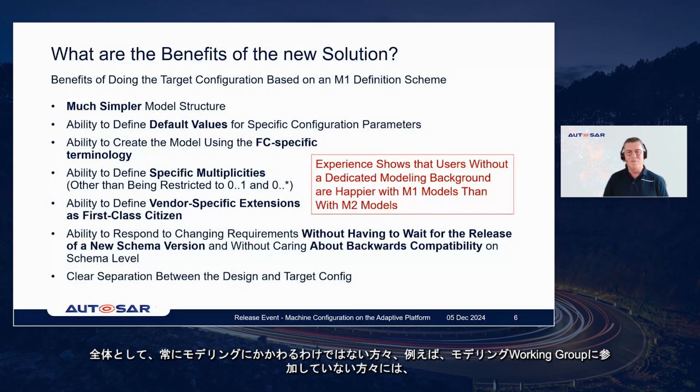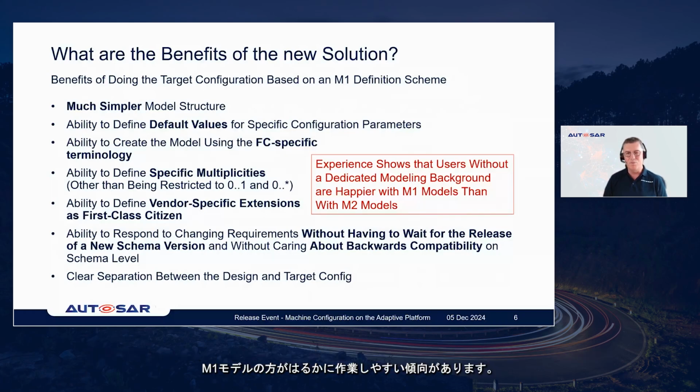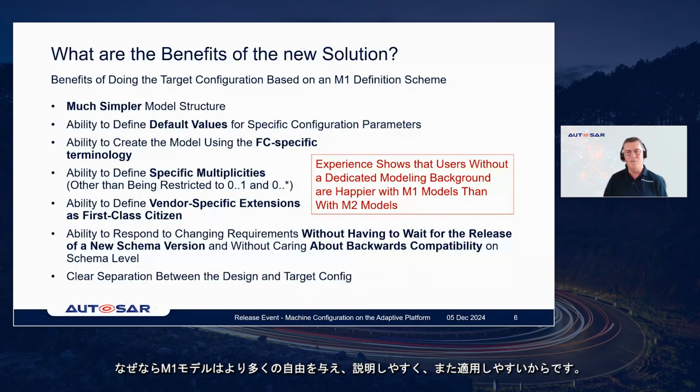So all in all, people who don't use modeling all the time, who are not doing modeling as part of the modeling working group, for example, tend to be much happier with an M1 model, because an M1 model gives them more freedom, is easier to explain, and easier to apply. And I think this is something that we should take benefit from.